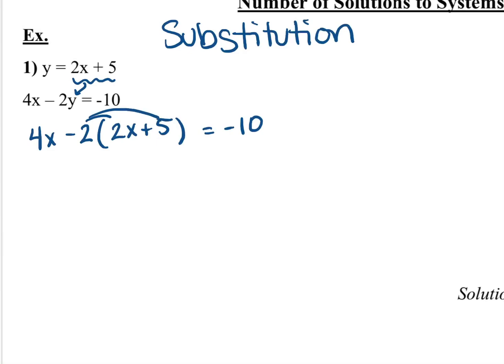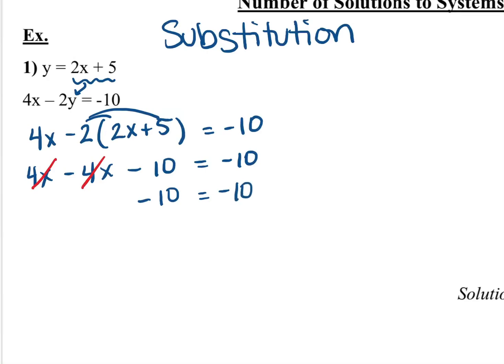So we're going to distribute and we get 4x minus 10 equals negative 10. If we simplify on the left-hand side, 4x minus 4x is 0, and we get negative 10 equals negative 10. Now if we want to group our constants on the same side, we can add 10 from the left side, move it to the right, and we end up with 0 equals 0.